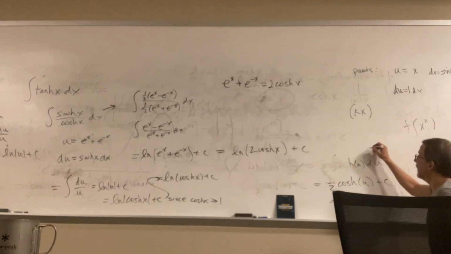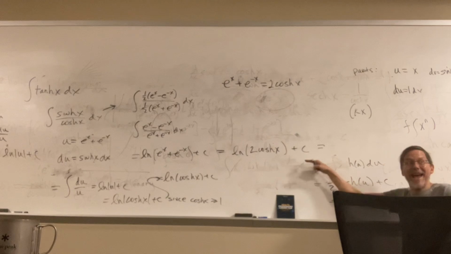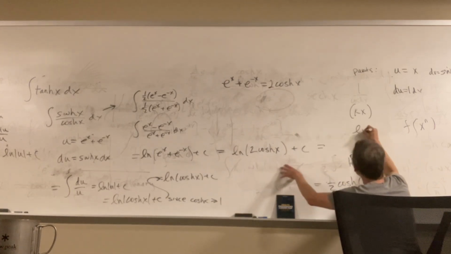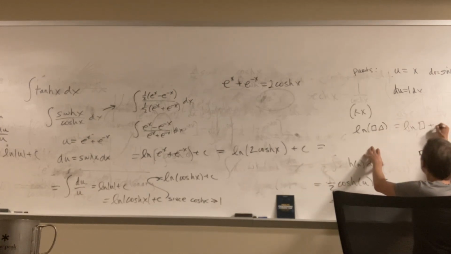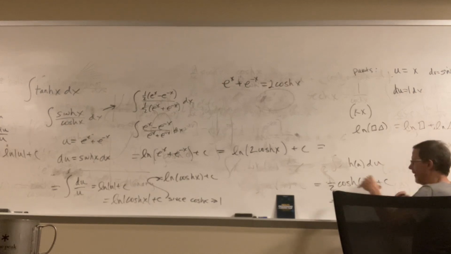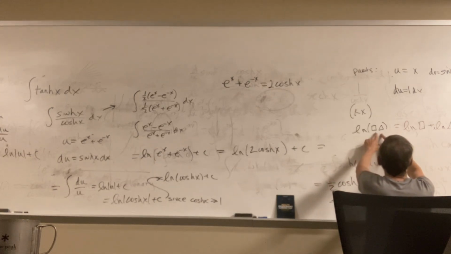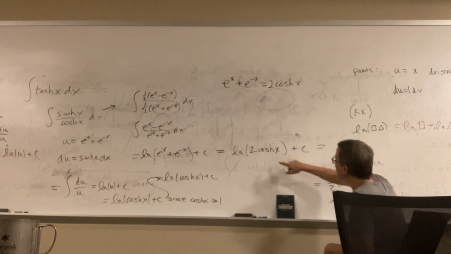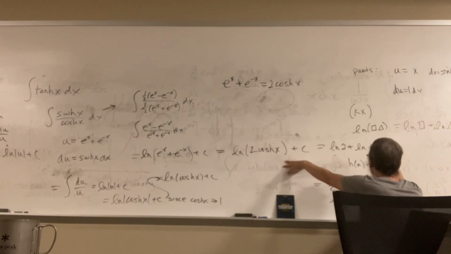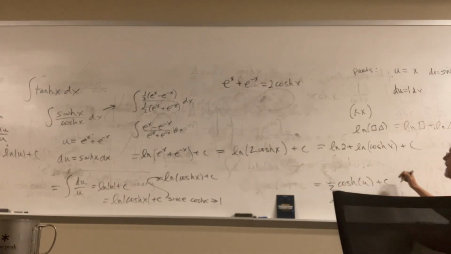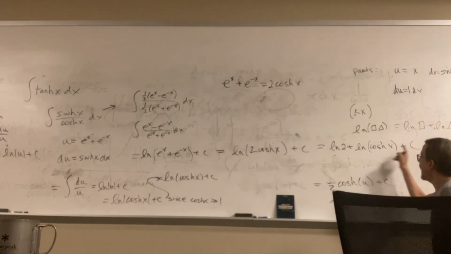So, can anybody think of a log property that would help us break this apart? Yeah. So the natural log of a times b, or something times something else, is the sum of the logs. This is what sailors used to use in their giant tables to figure out where they were headed, right? You can't multiply big numbers, but you can take their logs and do this. So this is natural log of 2 plus natural log of cosh plus c, and this just falls into the constant. It's just part of the constant now.